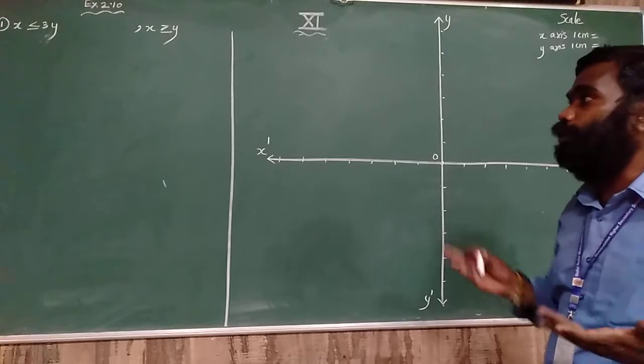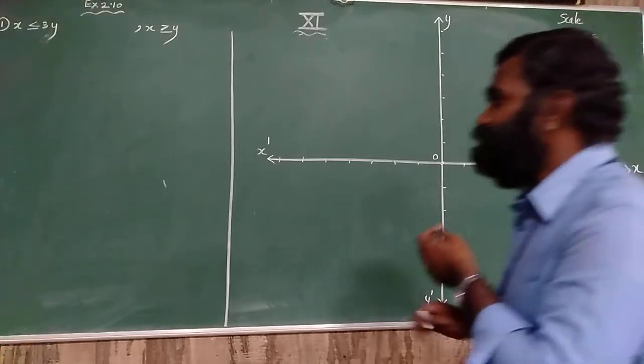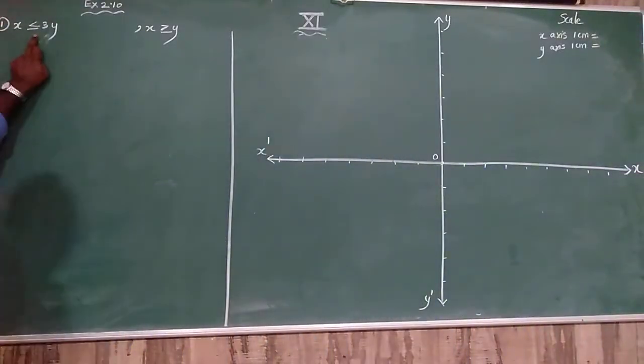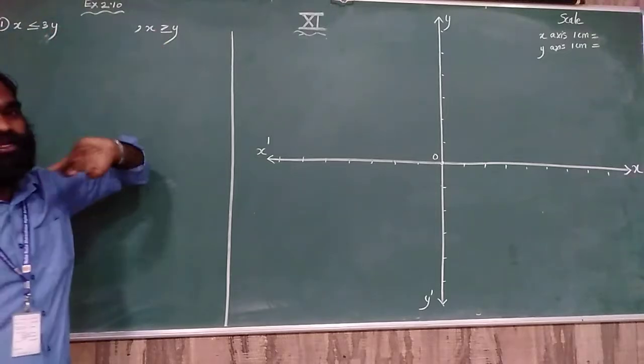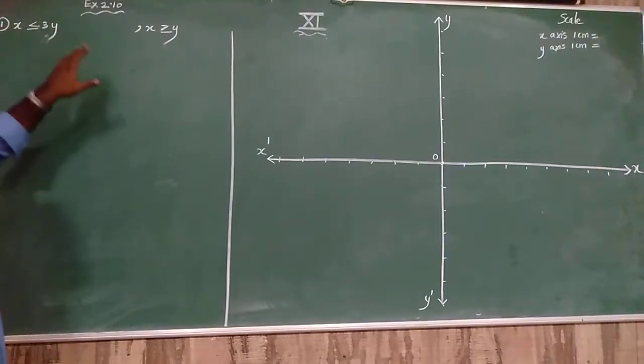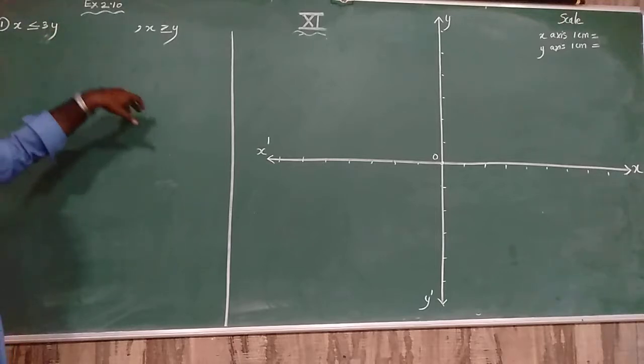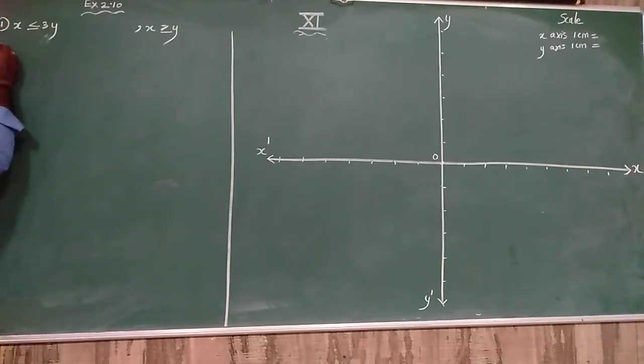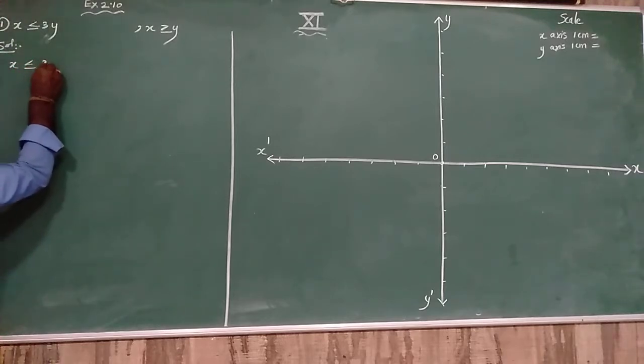What are the regions we need to plot? They give the first sum: x is less than or equal to 3y, and x is greater than or equal to y. Solution: before moving into the sum, x is less than or equal to 3y.